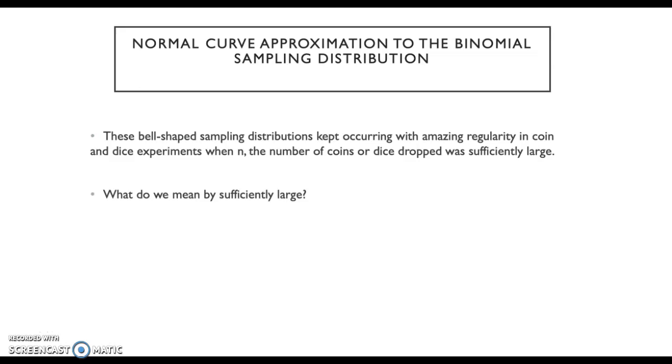Okay, we still continue with our section 4.4. Let's look at the normal curve approximation to the binomial sampling distribution. These bell-shaped sampling distributions kept occurring with amazing regularity in coin and dice experiments when our sample size, the number of coins and/or dice dropped, was sufficiently large. What do we mean by sufficiently large?